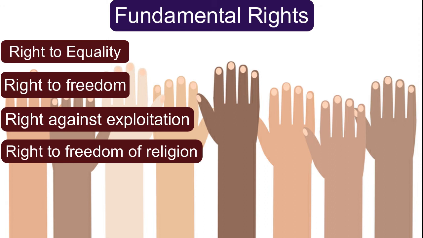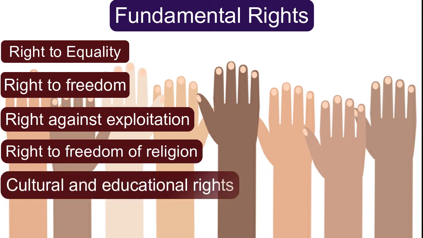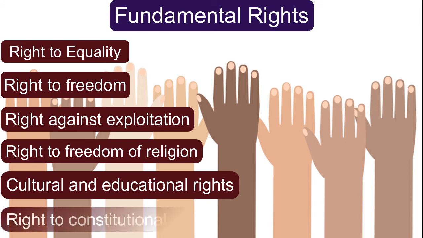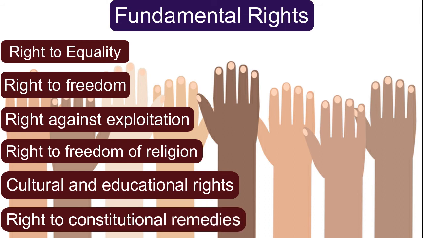Our next right is cultural and educational rights. Article 21A of the Constitution of India provides free and compulsory education of all children in the age group of 6 to 14 years as a fundamental right. And the last one is right to constitutional remedies. Article 32 of the Indian Constitution gives the right to everyone to move to the Supreme Court to seek justice.